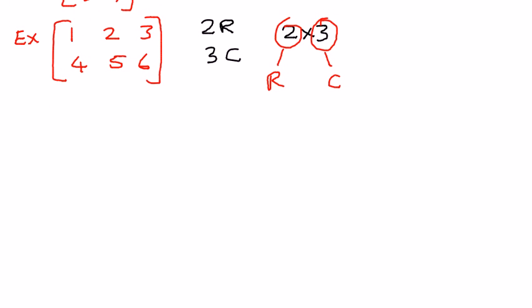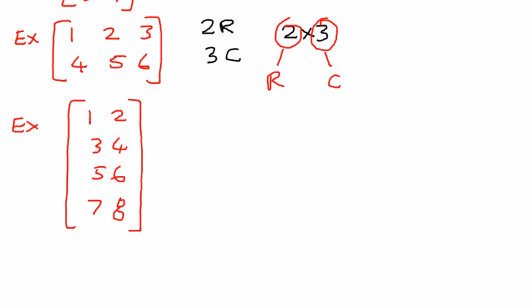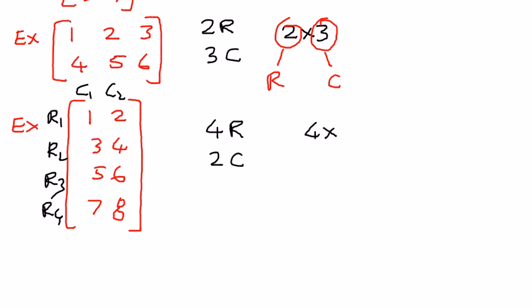So let's look at another example. Let's say this time we have 1, 2, 3, 4, 5, 6, 7, 8. So if this is the matrix we have, we want to first identify the number of rows we have. We have row 1, row 2, row 3, and row 4. This is column 1 and column 2. So we have 4 rows and 2 columns. So this is a 4 by 2 matrix.